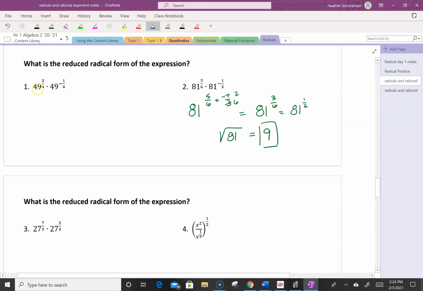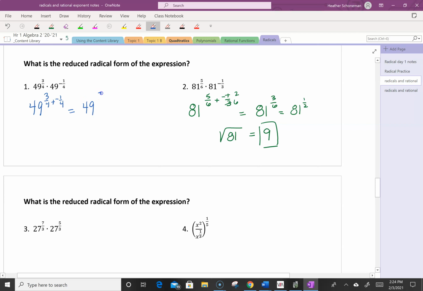So on this one, the bases are the same. They're both 49, and they want us to multiply, which means that we need to add the exponents. So when I add my exponents, I'm going to have 3/4 plus negative 1/4. Okay, well, let's write this a different way. I'm going to have 49 to the 3/4 plus negative 1/4. All right, well, that's not so bad to add together because they have common denominators.